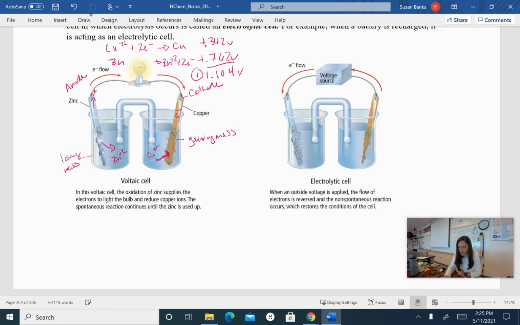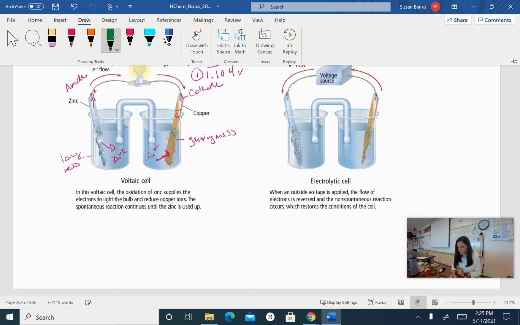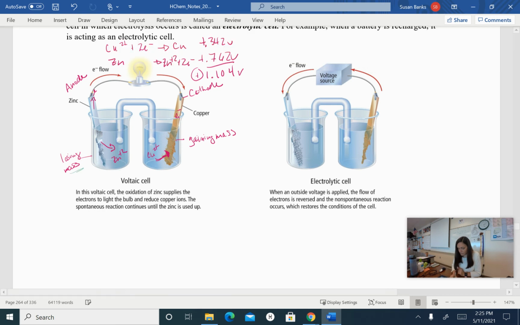But if I let this go forever, this zinc is losing mass, eventually that zinc electrode will be gone. And eventually the copper plus 2 ions in solution will all be used up. So how do I get so that I can use this battery again? I have to recharge it. And in order to recharge it, I have to hook it up to a power source. And that could be a battery or the electrical grid or whatever.